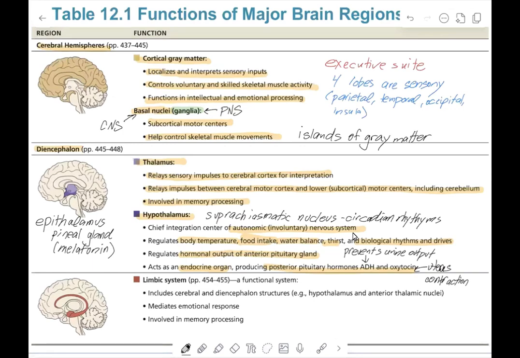The next system that we learned about was the limbic system, a functional system. It includes the cerebral and diencephalon structures like the hypothalamus and the front of the thalamus. It's our emotional brain, and it involves memory processing.